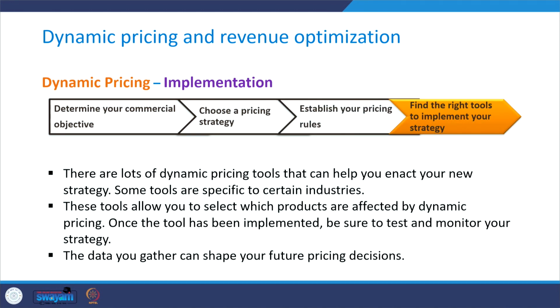And finally, the final step is finding the right tools to implement your strategy. There are a lot of dynamic pricing tools that can help you to enact this particular strategy. Some tools are specific to certain industries as well. These tools allow you to select which product or services are affected by dynamic pricing. Once the tool has been implemented, be sure to test and monitor your strategy. The data you gather can shape your future pricing decisions as well.